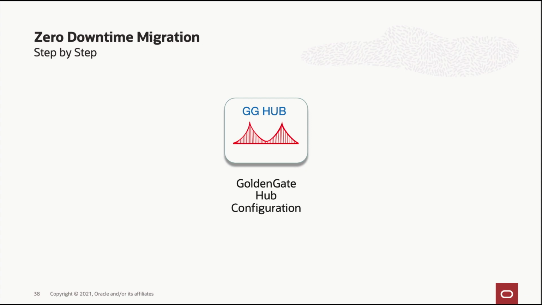So with ZDM properly installed and configured and all the prerequisites met, the next step is to configure the GoldenGate Hub, which is going to be deployed in an OCI compute node.